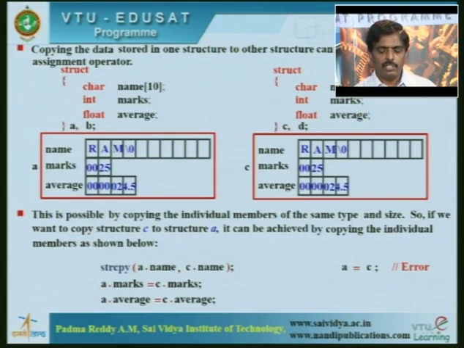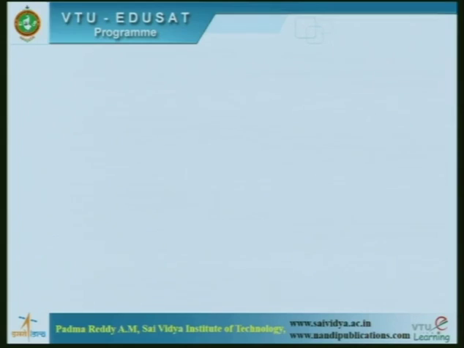Now, can I write A is equal to C? No, it is not possible. I cannot write A equal to C. It is an error. So if you want to copy individual members, it is allowed. I think we stop at this point and we meet in the next class.